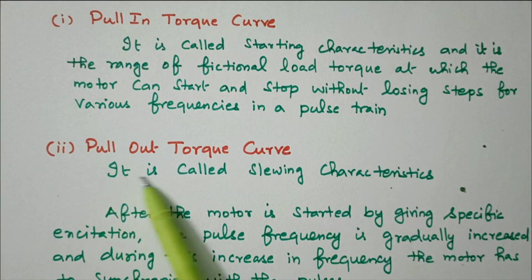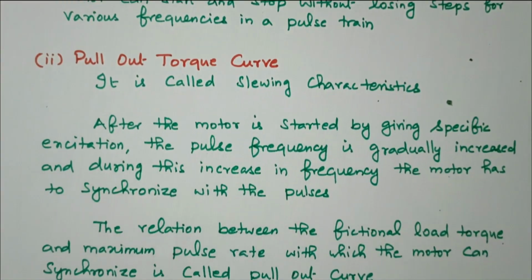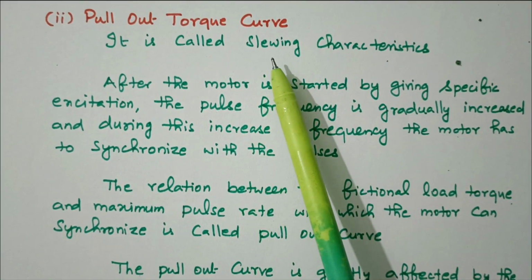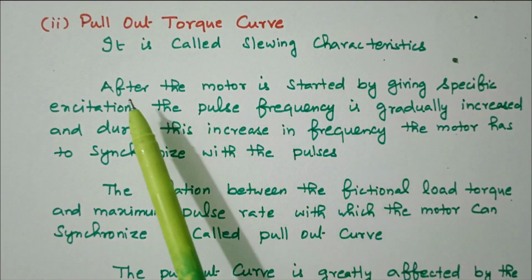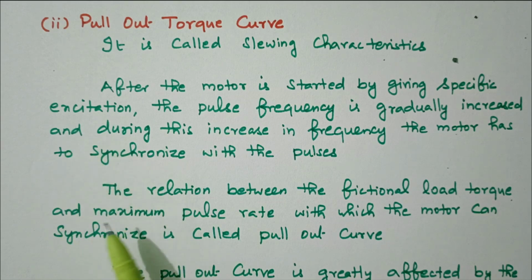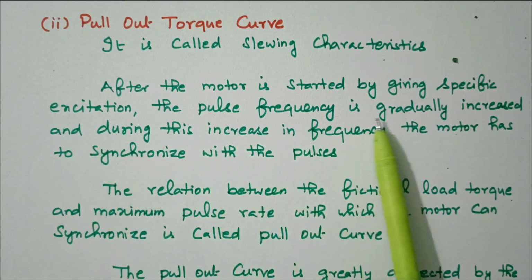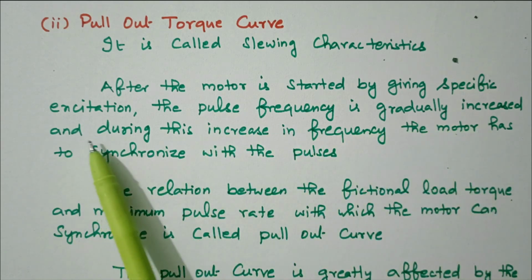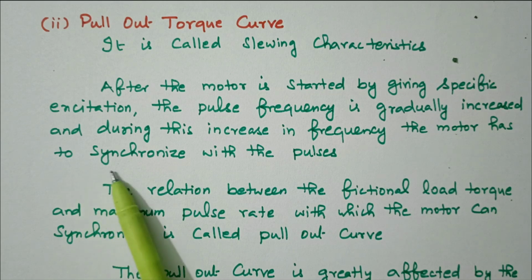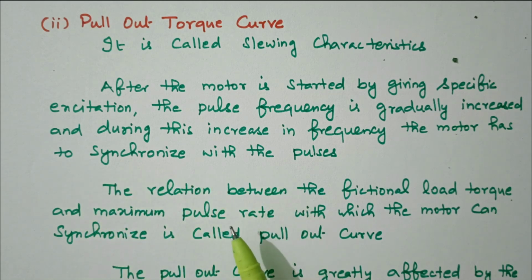Then the pull out torque curve is completely opposite. It is called the slewing characteristics. After the motor is started by giving the specific excitation, the pulse frequency is gradually increased, and during this increase in frequency the motor has to synchronize with the pulses.